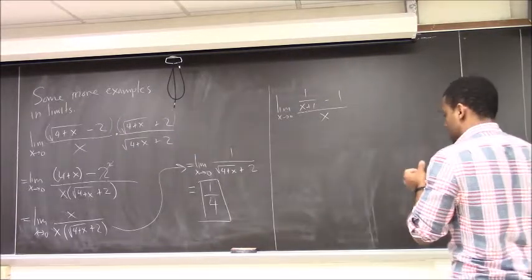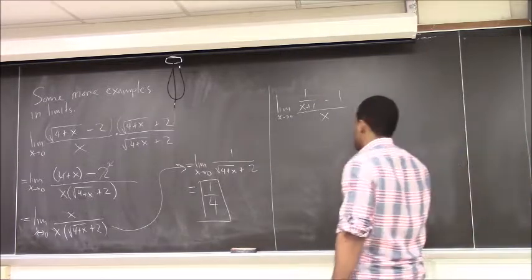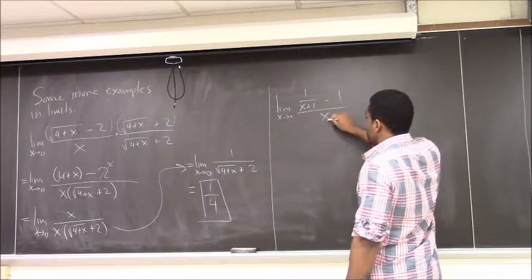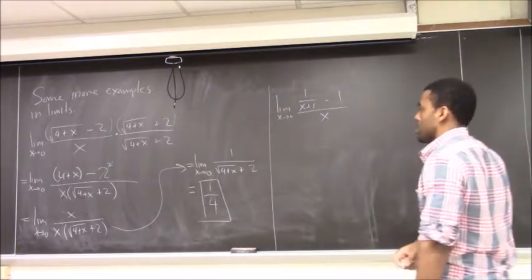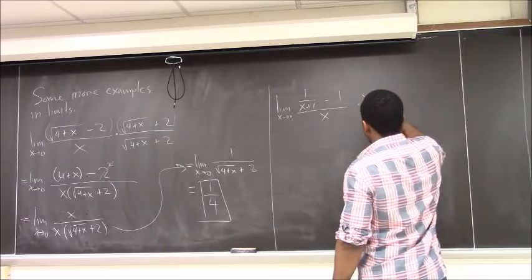So this is a complex fraction. So we kind of know how to deal with those. We want to multiply and divide by the LCD. The denominator of that 1 is 1, the denominator of x in the denominator is 1, so the LCD ends up being x plus 1. So I'm going to multiply and divide by x plus 1.